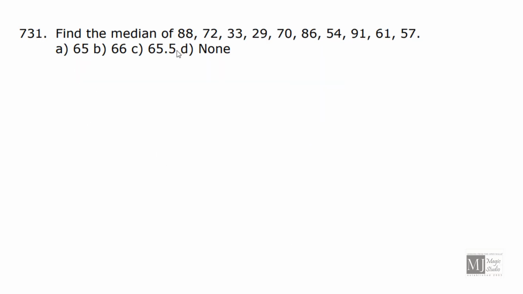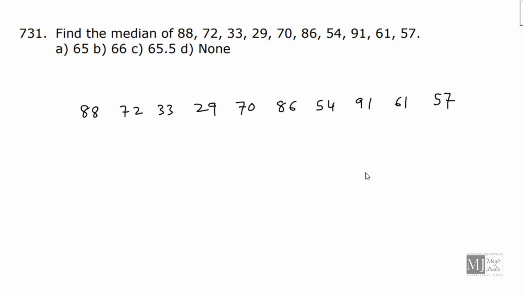Find the median of. Let me write the numbers first. We know that we need to write them in ascending order. Now, can we do this without actually writing it in ascending order and saving 10 seconds of our life? It's simple. Identify the highest one, 91, delete. Lowest one, 29, delete. Second lowest, 33, delete. Second highest, 88, delete. Third highest, 86, delete.